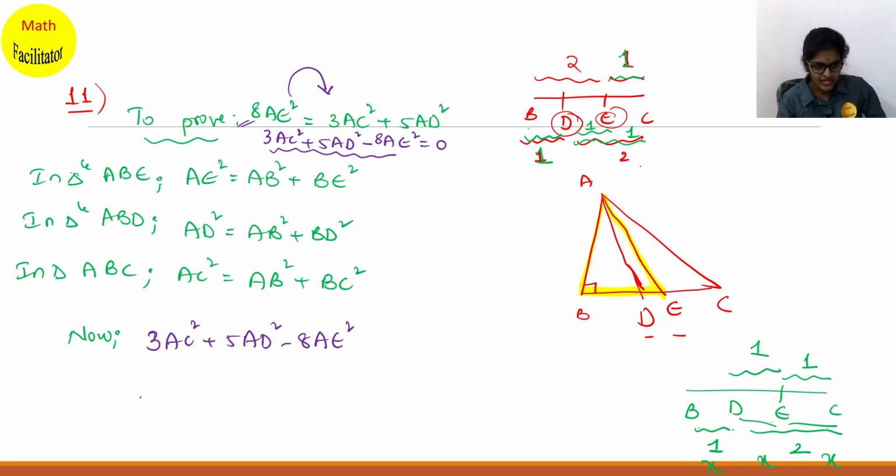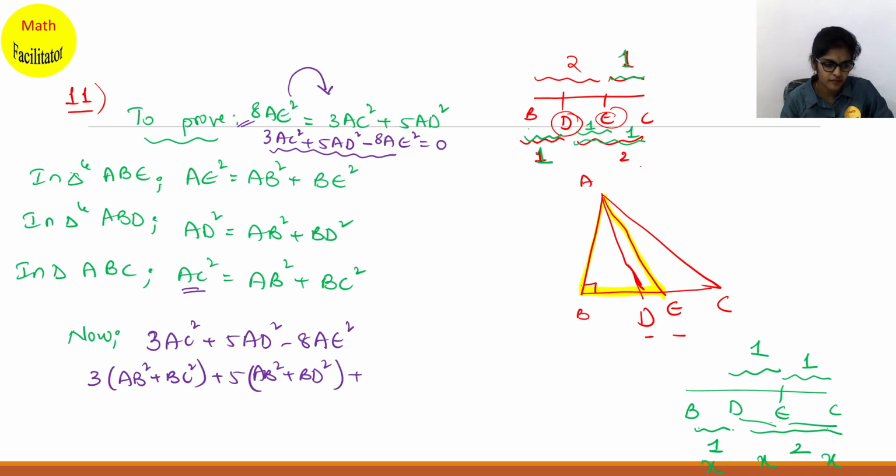Clear? But just see what is 3 AC square. See here. What is AC? AC square is nothing but AB square plus BC square. So I'm writing 3 times AB square plus BC square, plus 5. What is AD? AD square is nothing but AB square plus BD square. Plus, you have minus, isn't it?